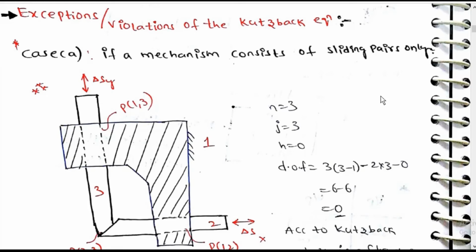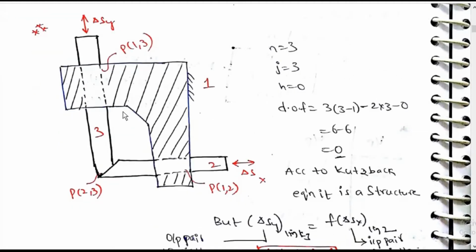Exceptions or violations of Kutzbach equation. Case 1: if a mechanism consists of sliding pairs only, delta Sy, delta Sx of links 1, 2, 3, and P13, P23, P12. N is equal to 3, J is equal to 3, H is equal to 0. Degrees of freedom is equal to 3 into (3 minus 1) minus 2 into 3 minus 0, is equal to 6 minus 6, is equal to 0.